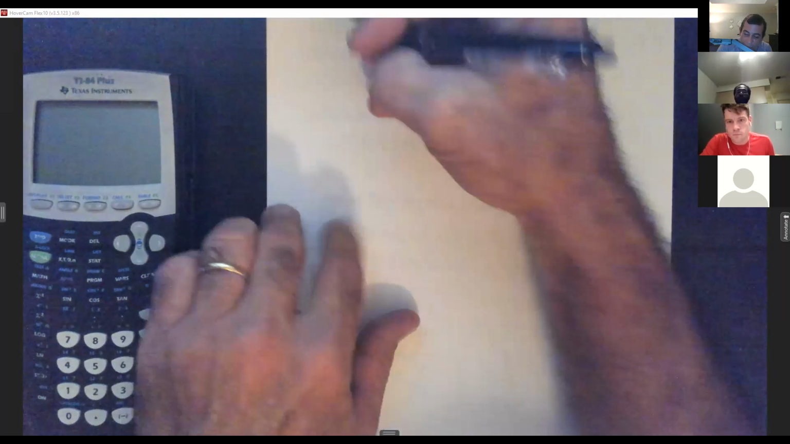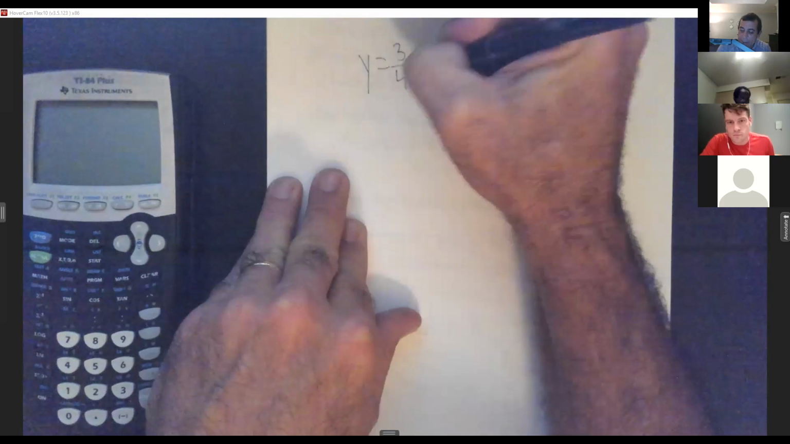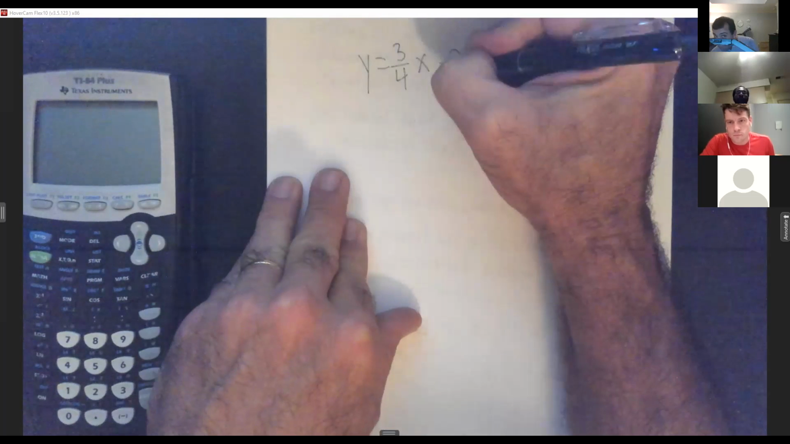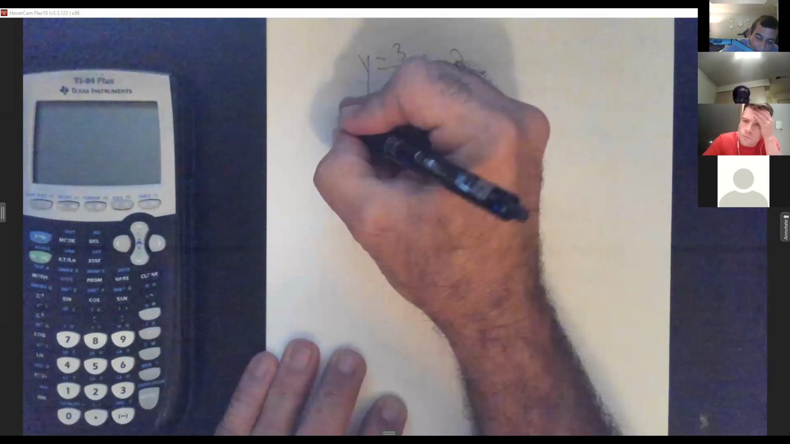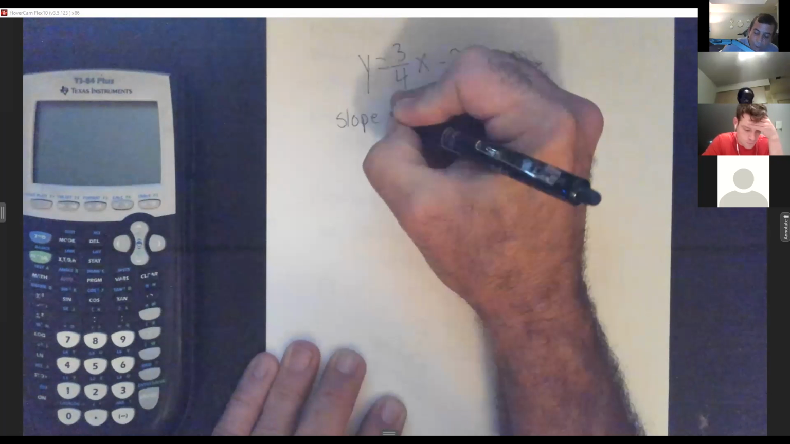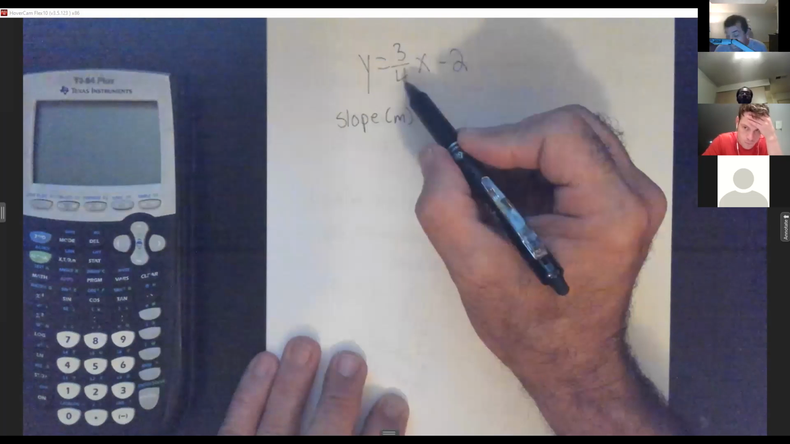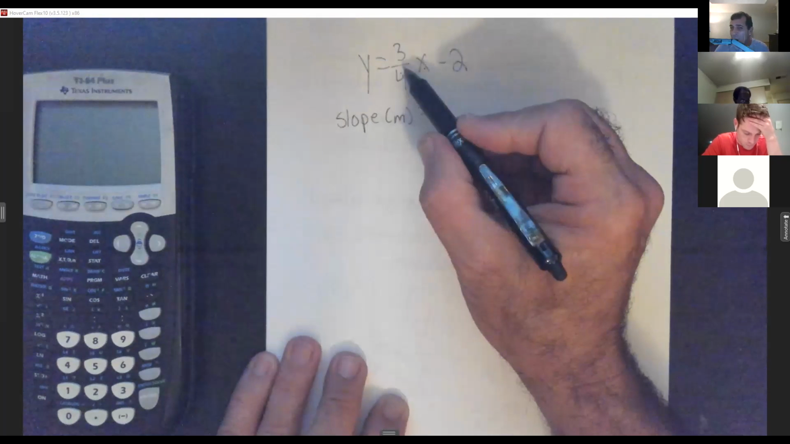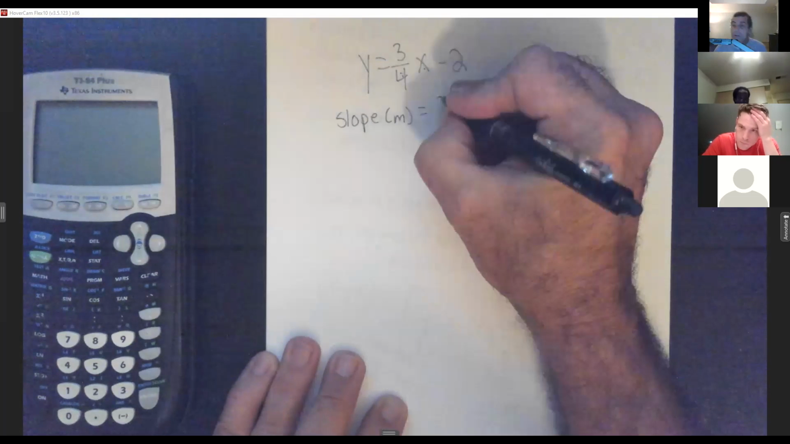So if I had an equation like y equals 3/4 x minus 2, and they want to know the slope and y-intercept, the slope, which we write as a little m for this line, would be where I had the m in the equation, which was right in front of the x. So the slope is always the number in front of the x. So this slope would be 3/4.